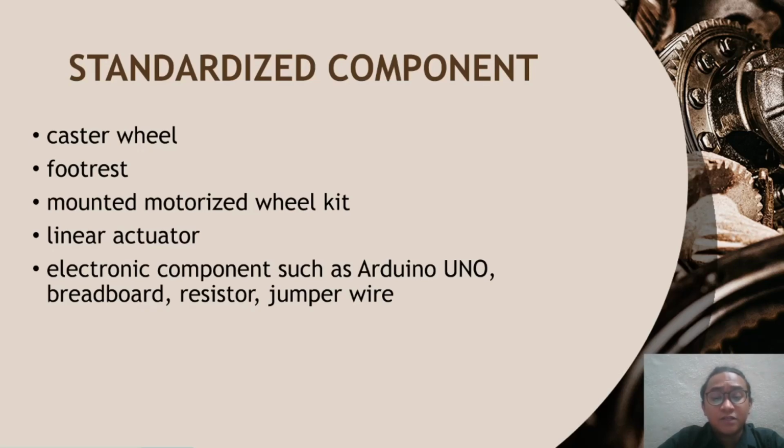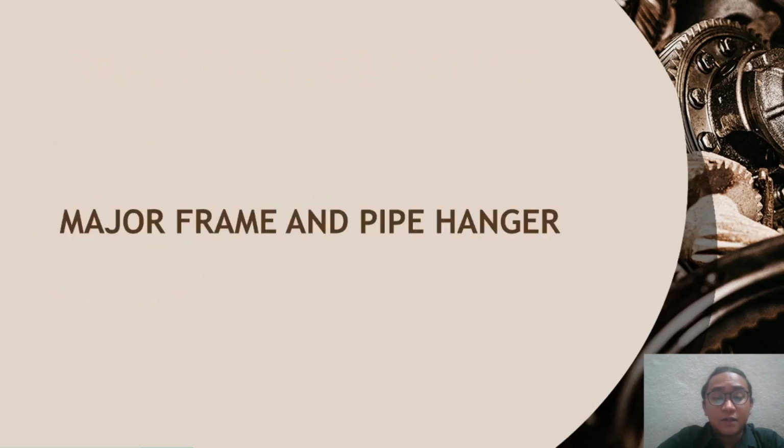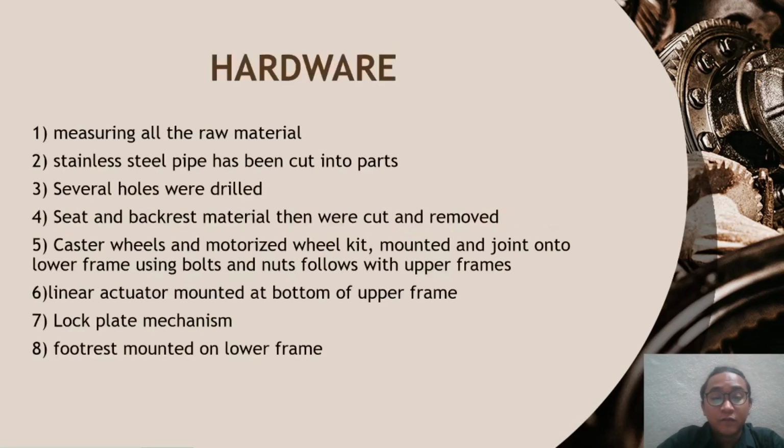However, the major frame and pipe hanger material for the lower and upper frame of this product are manufactured to custom dimensions from extrusion and stamping processes in hot or cold working made by the supplier. The material that we choose for the major frame is stainless steel because it offers high strength and stiffness compared to aluminum metal. Now, I would like to explain about the fabrication process.